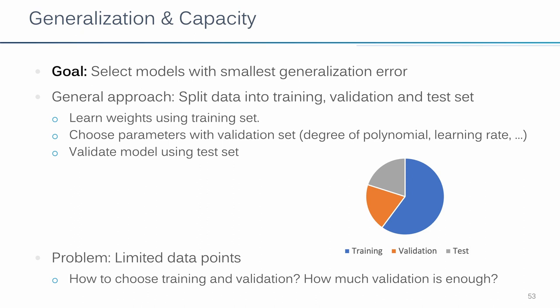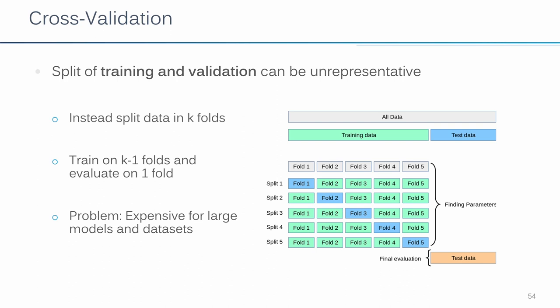Okay, and then the question is, how do we choose these things? How do we know how much training is enough, how much validation is enough, how much do I need for testing? And there are methods that you can use to overcome these issues. So you can use your entire data set and split it into k equally sized folds or k equally sized chunks. And this way you can train on all the different chunks at one time and evaluate on one other chunk at the same time.